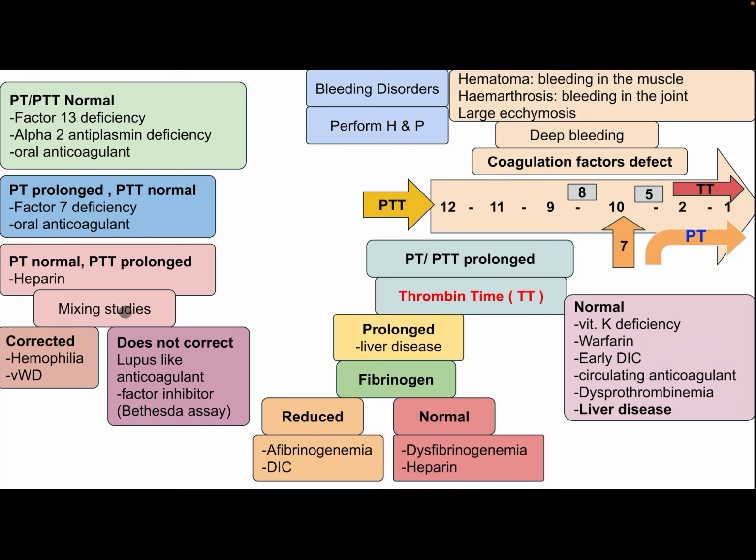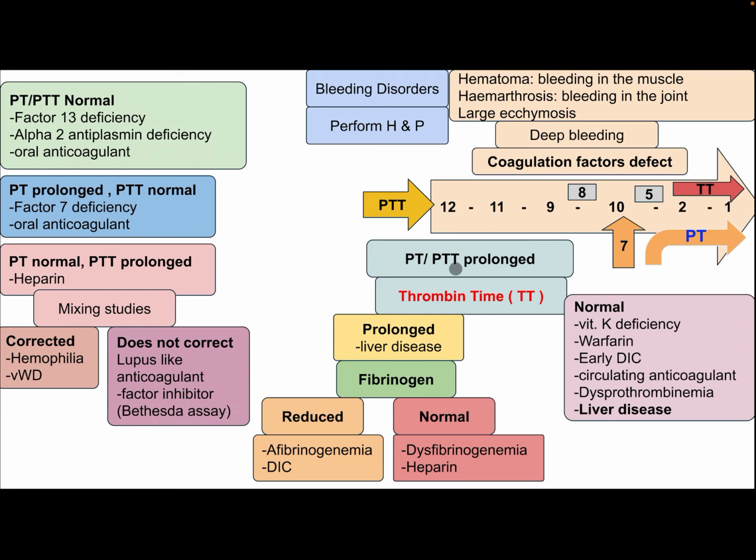Patient may need a mixing study. If the result of the mixing study corrects, this could be hemophilia or von Willebrand disease. As we mentioned, hemophilia A, factor 8 deficiency, hemophilia B, factor 9, and hemophilia C, factor 11, all will be measured by PTT. Von Willebrand will affect factor 8 function, and there will be correction. If it does not correct with the mixing study, this could be lupus-like anticoagulant or factor inhibitor, Bethesda assay.